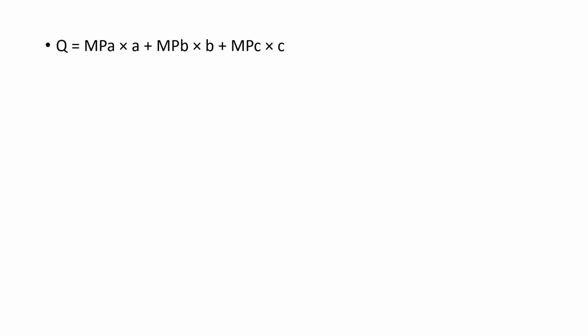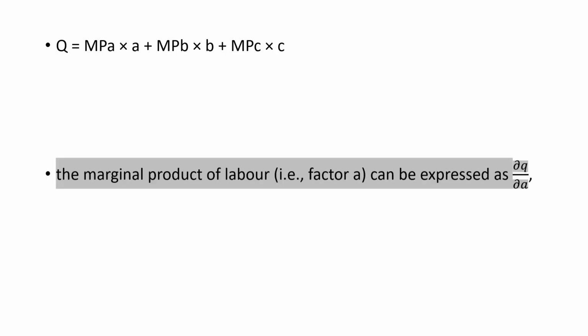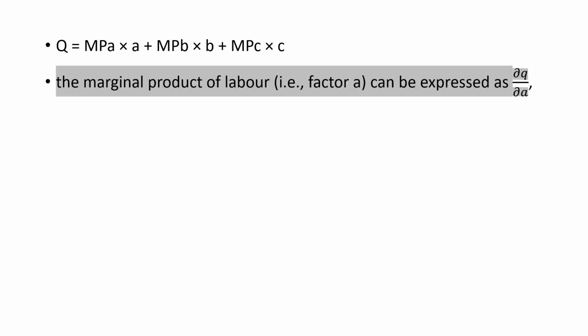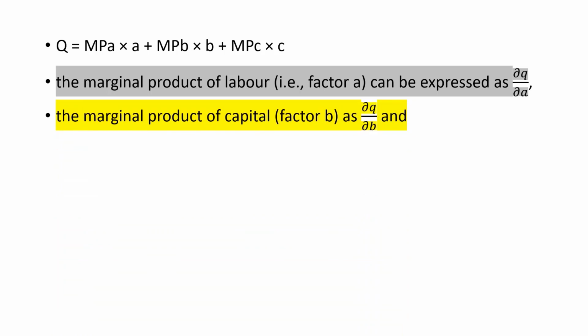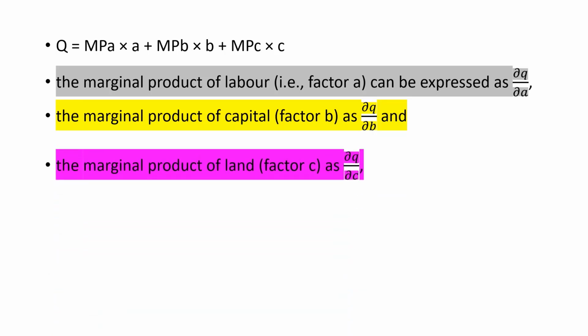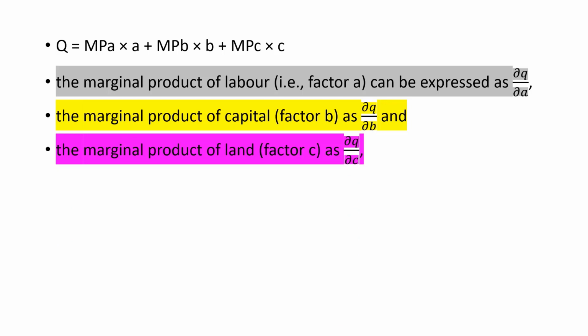Now the marginal product of various factors can be expressed as partial derivatives. For example, the marginal product of labor, that is factor A, can be expressed as ∂Q/∂A. The marginal product of capital, that is factor B, can be expressed as ∂Q/∂B. And finally, the marginal product of land, that is factor C, can be expressed as ∂Q/∂C.